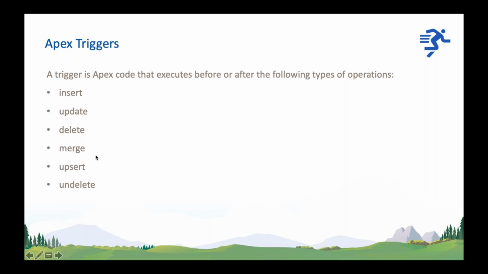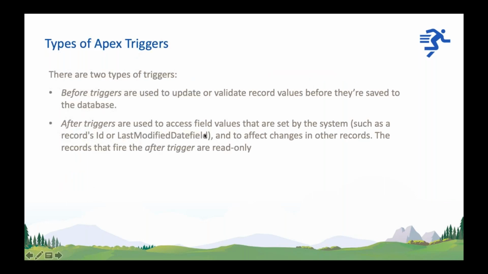So I can say these are the events, right? These are the DMLs actually, but we can also consider these as events. So there are two types of triggers. One is before triggers, the other is after triggers. Before triggers are used to update or validate record values before they are saved to the database. After triggers are used to access field values that are set by the system, such as record ID and last modified by ID, and to affect changes in other records. The records that fire the after triggers are read only.